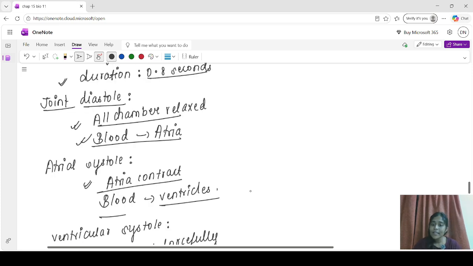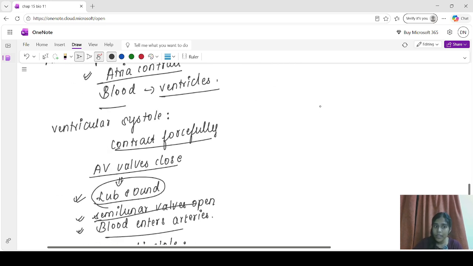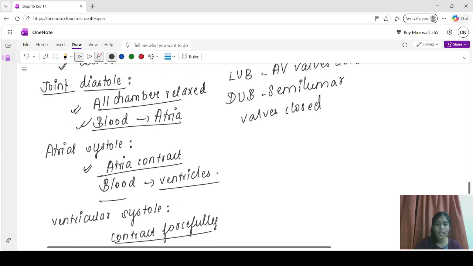Let me recall this complete circulation once again. The most important thing to keep in mind is when lub and when dub is heard. When lub is heard, the AV valve gets closed. And when dub is heard, the semilunar valves are closed. These are the most important events in the circulation.